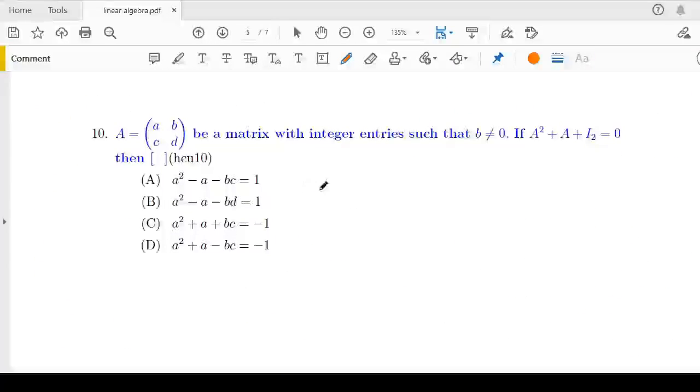Let U be the set of matrices ABCD such that A plus B equal to C, with integer entries, such that B is not equal to 0, such that A is equal to B and C is equal to 0. If A square plus A plus I2 equal to 0, then find the dimension of U, where A is a 2 by 2 matrix and A satisfies this.